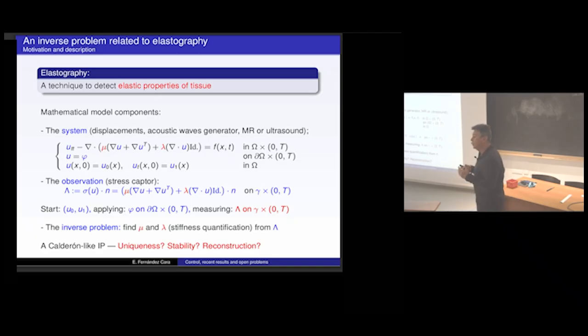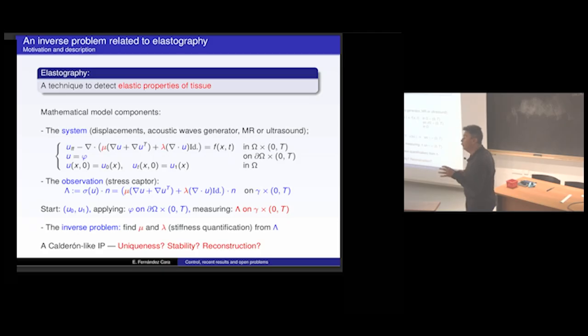Why do we need to know many times the elastic properties of a tissue? Because it serves to detect a tumor. A tumor is much harder than the healthy tissue. So in a tumor, you have different elastic coefficients, different elastic properties, and this is seen in the equations that you are observing here in these coefficients, mu and lambda. This is the Lamé system.